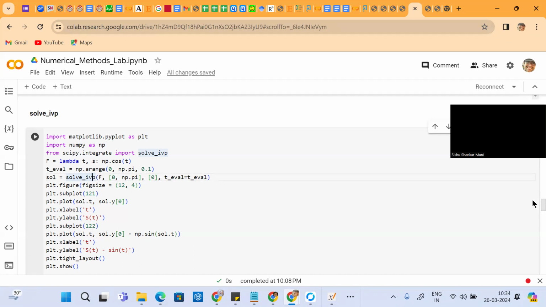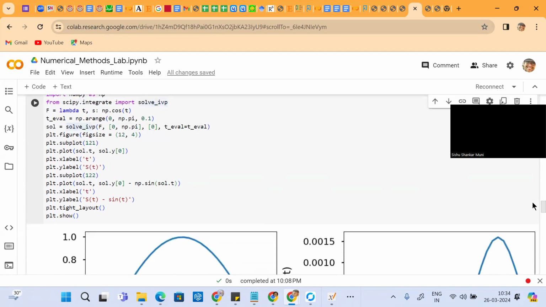Again, these are the beautification of the plots, nothing more. I am doing the subplot here. plt.figure with figsize: 12 is your width, 4 is your height. I'm specifying the width and height of my plots. I am creating a subplot: plt.subplot 1, 2, 1. What does it mean? It means 1 row, 2 columns, and I am considering the first element of the plot. Understood?